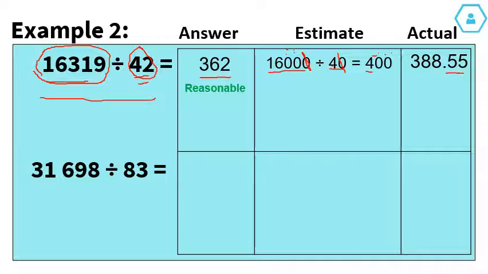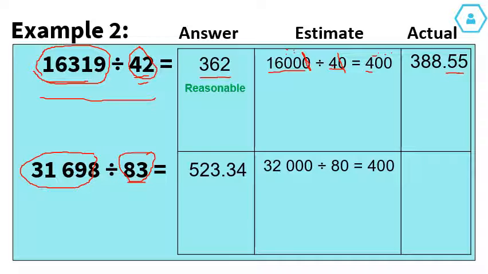Okay, so we've got 31,698 divided by 83. The answer I've been given, or the quotient, is 523.34. And to estimate this, again, I'm going to have to round both the dividend and the divisor, because dividing by 83 looks pretty messy to me. So now I've got 32,000 divided by 80. And you can see my quotient here, or my answer, is 400.